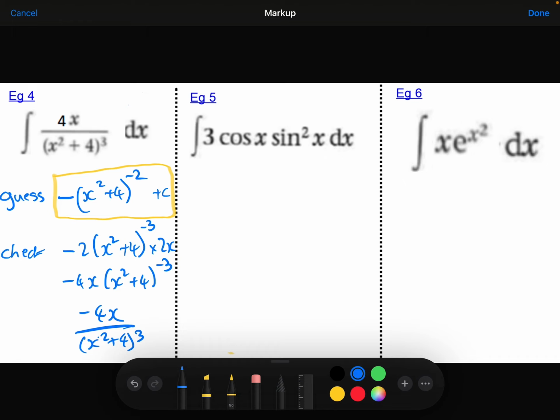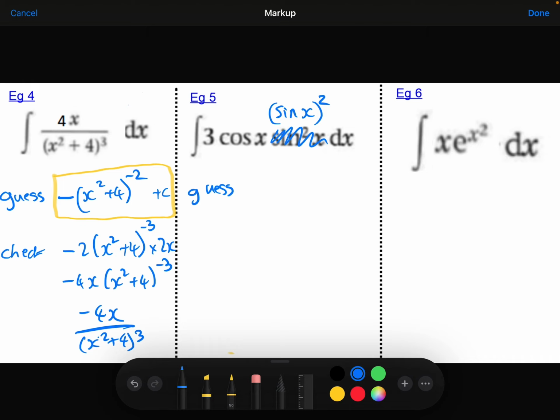Next, we've got the integral of 3 cos x times sine squared. Now, I'm looking at the sine squared here. That seems to be the important part. Now, sine squared, remember, is the same thing as just sine x squared, like that. It means exactly the same thing. And I know the derivative of sine is cos. So yeah, I think we can use the guess check method.